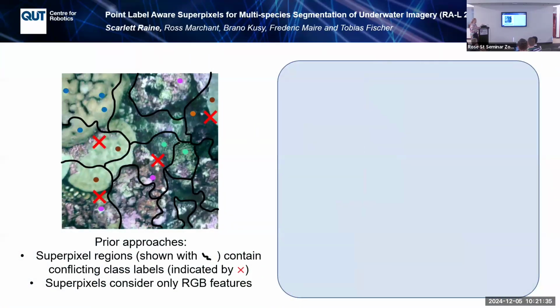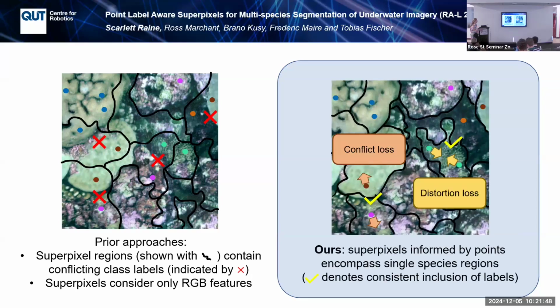Previous approaches that have done that point label propagation have used superpixels, but the superpixels have only used RGB values. So they haven't considered the points themselves, and they also haven't used deep features either. So in this work, point label aware superpixels, what we did was take deep features within the image, and then we also introduced a new way of generating those superpixels such that pixels with similar features were brought together into the same superpixel region. And if we have a point label that has a different class label, they should be pushed into separate superpixels. And that means that you have superpixels that are informed by those points and should only contain one class at a time.